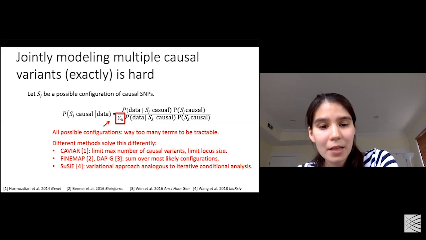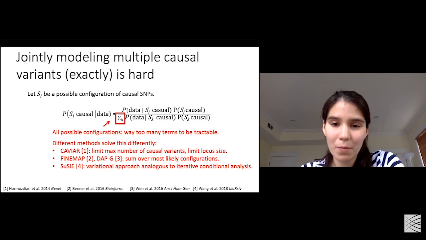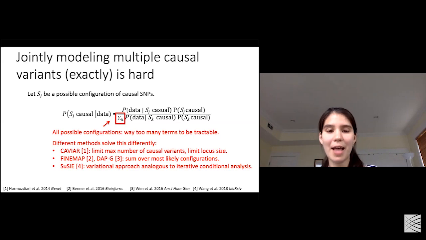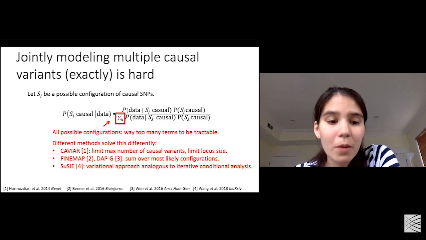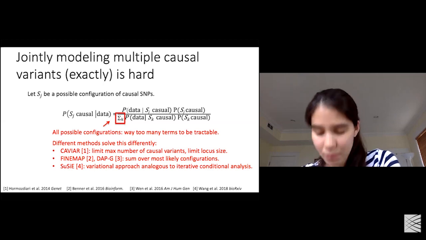There are a number of different methods to do joint modeling of multiple causal variants, and each one approaches this challenge differently. CAVIAR, which to my knowledge was the first work to write down this model in this way, limits the maximum number of causal variants and is typically applied to smaller loci. Once you limit the maximum number of causal variants, that limits the total number of configurations in a pretty direct way.